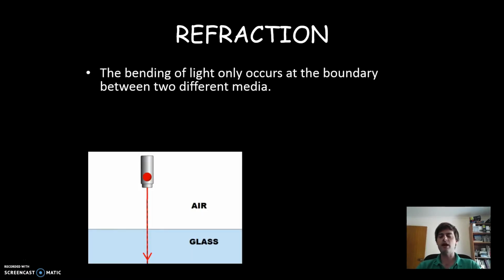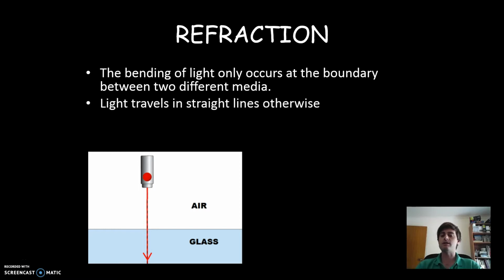Okay, so now getting back to refraction. Refraction, or that bending of light, only occurs at the boundary between the two different media you're working with. So the light will bend, but it'll only bend at that point where it hits the boundary between the two. Light will travel in straight lines otherwise. So what you're going to see is two straight lines, and there's going to be a kink where it hits the boundary and bends.